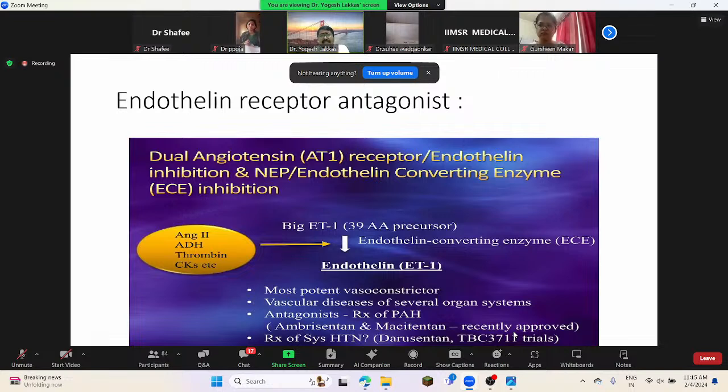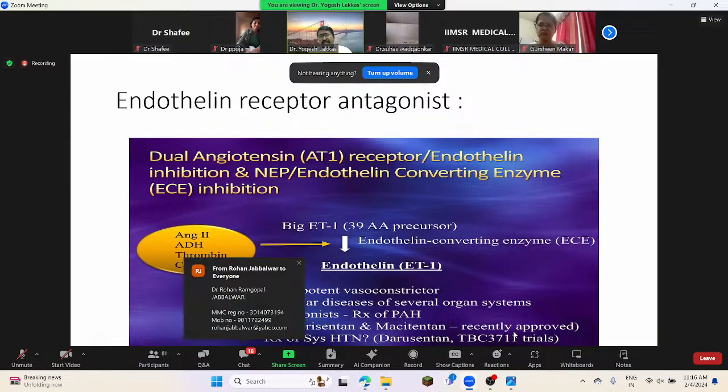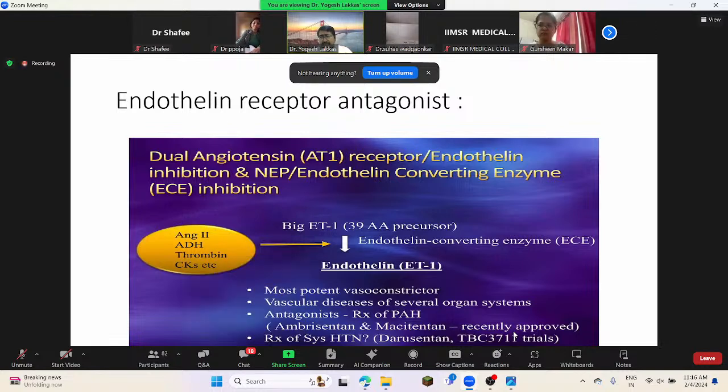Now, one more mechanism that is being evaluated is the endothelin receptor antagonist. Like in primary pulmonary hypertension, we see that endothelin is the most potent vasoconstrictor that we have seen, and if you block that, then that can be a mechanism that might be used for hypertension also, because many proliferative mechanisms play into the picture.